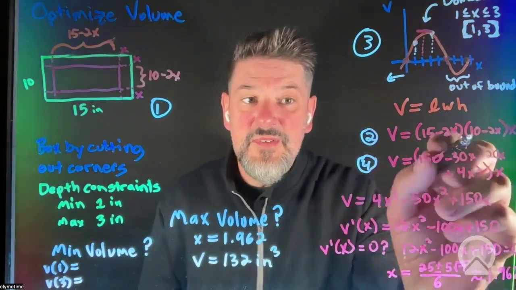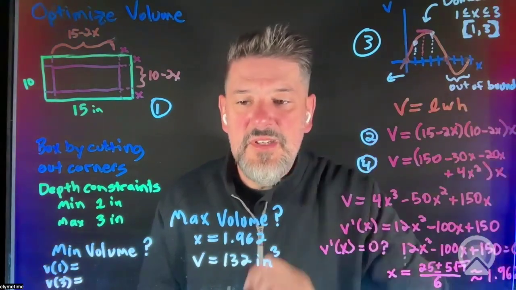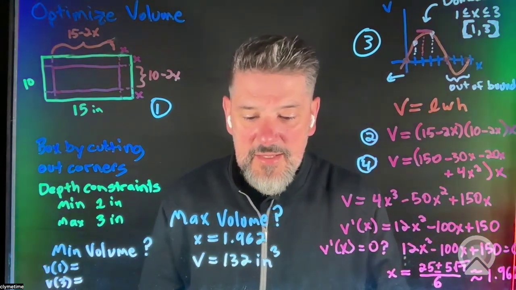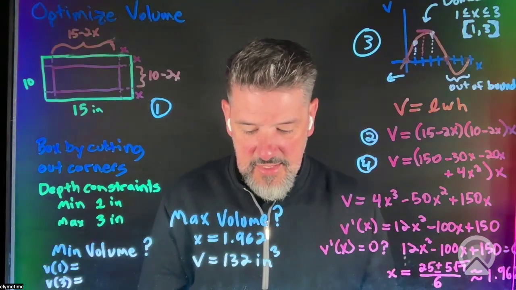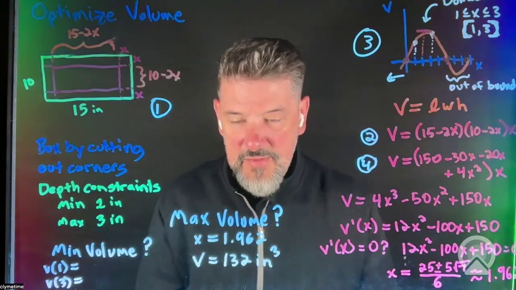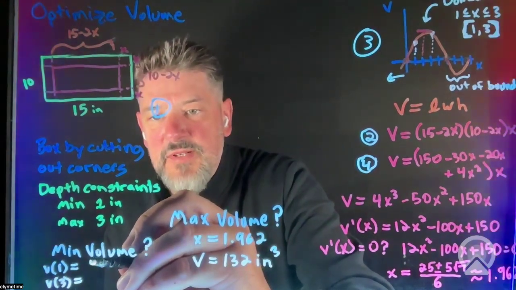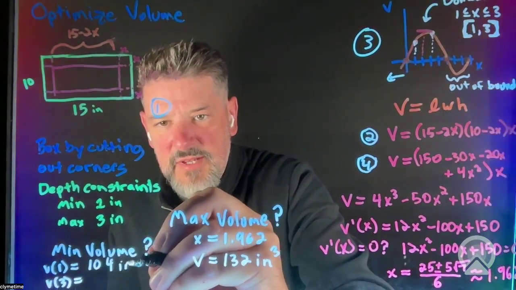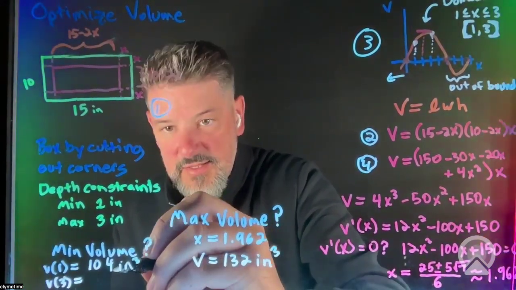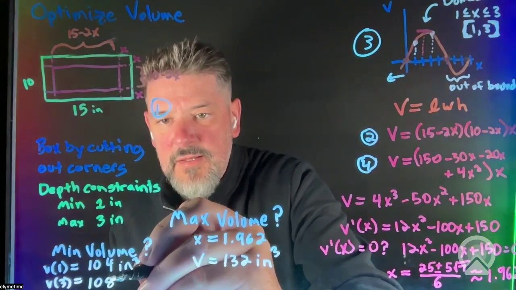And you don't have to do it manually by hand. You can put it in your calculator to find it. I have V of 1 because I know that actually is the minimum. I also have V of 3 as well. So 104 inches cubed, and again, I just let my calculator give me that answer. And then this is 108 inches cubed.